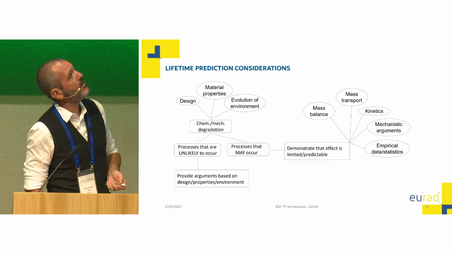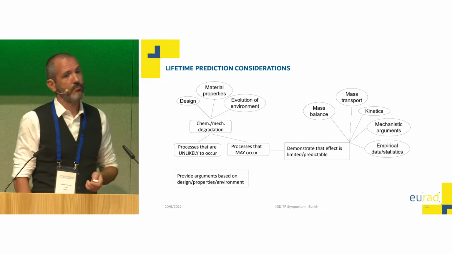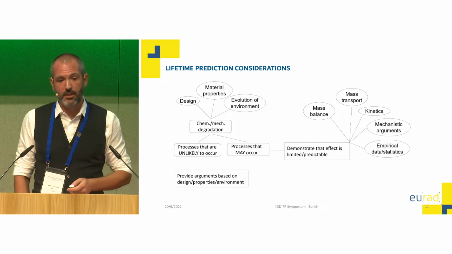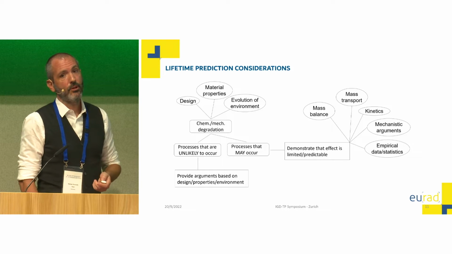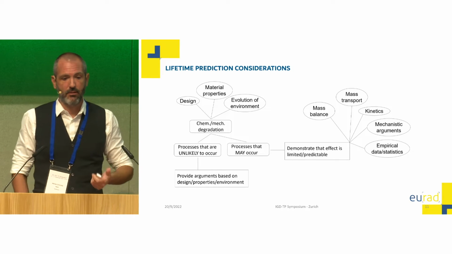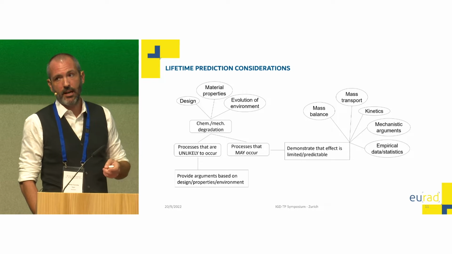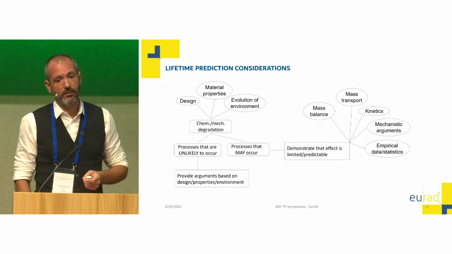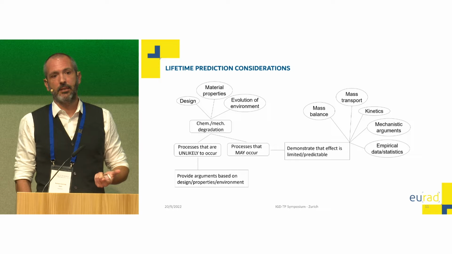When you know all these three, you can assess which chemical and/or mechanical degradation modes this system will eventually see. From those processes, some are unlikely to occur, and for those you need to provide arguments based on something: design, properties or environment. Some processes may actually occur and lead to the degradation of your canister. For those processes, you need to demonstrate that the effect is both minimal and predictable.